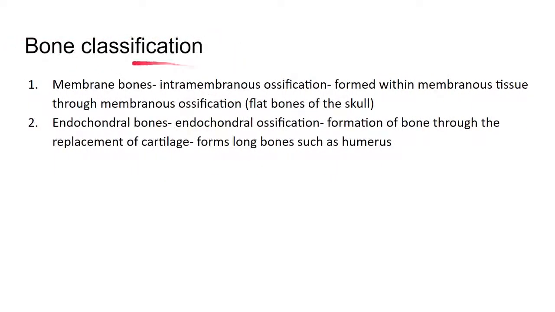Bone classification, there's really two main types of bone. Really, there's a lot of different types of bone. This is basically the two different ways that bones are made. Okay, there's membrane bones and there's endochondral bones. Membrane bones form through intramembranous ossification. And there's another new term for you. Ossification is the formation of bone.